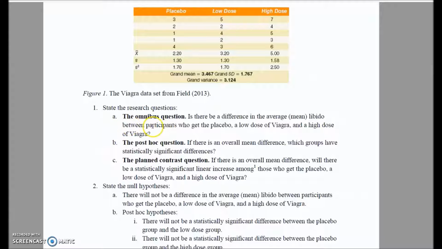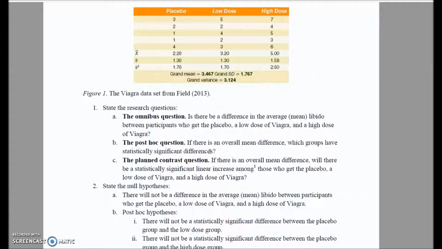So this is just our research question, but then we can either do post hoc test or planned contrast. Here I have given you both those so that you can actually look at how these questions are. So post hoc comes with no strong hypothesis. If there is an overall mean difference, that means if there is a statistical difference, which groups have statistically significant differences? So it is comparing the groups, and I don't know which groups have it. So this is a post hoc.